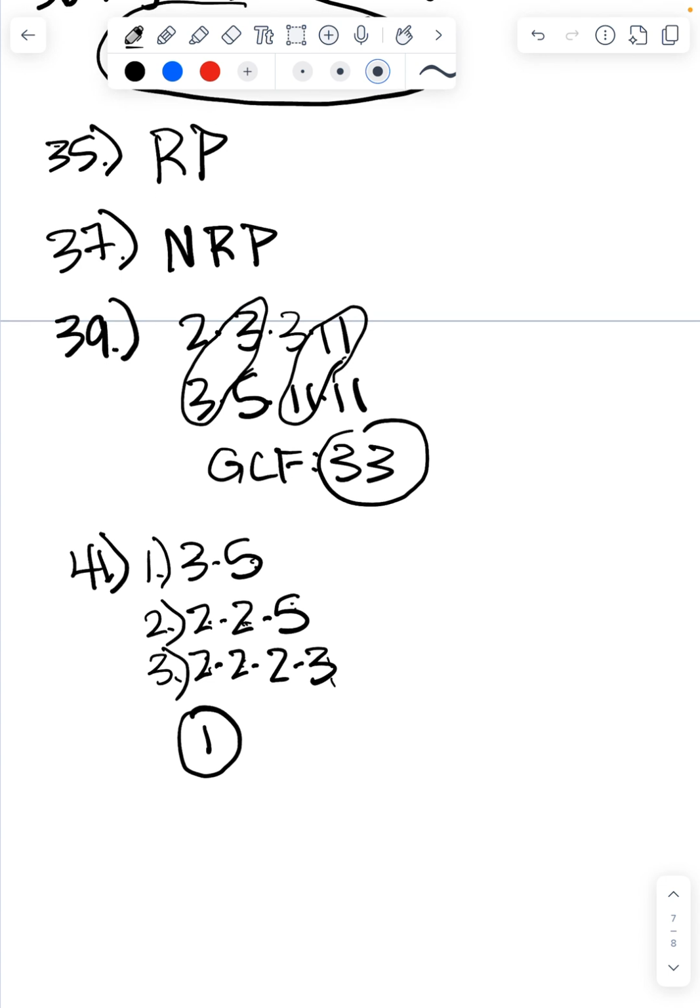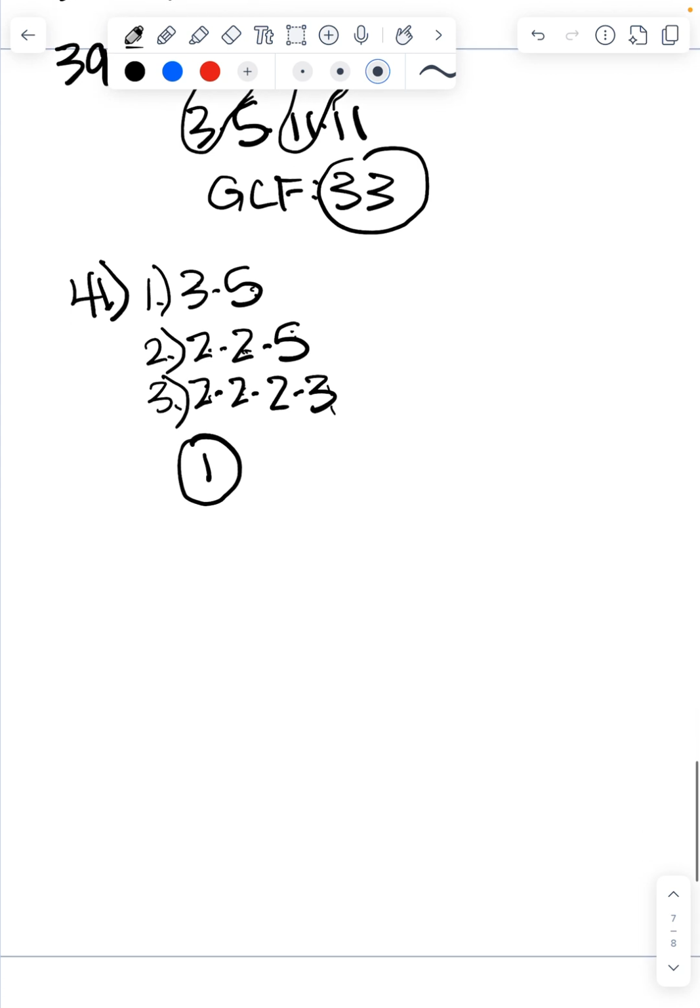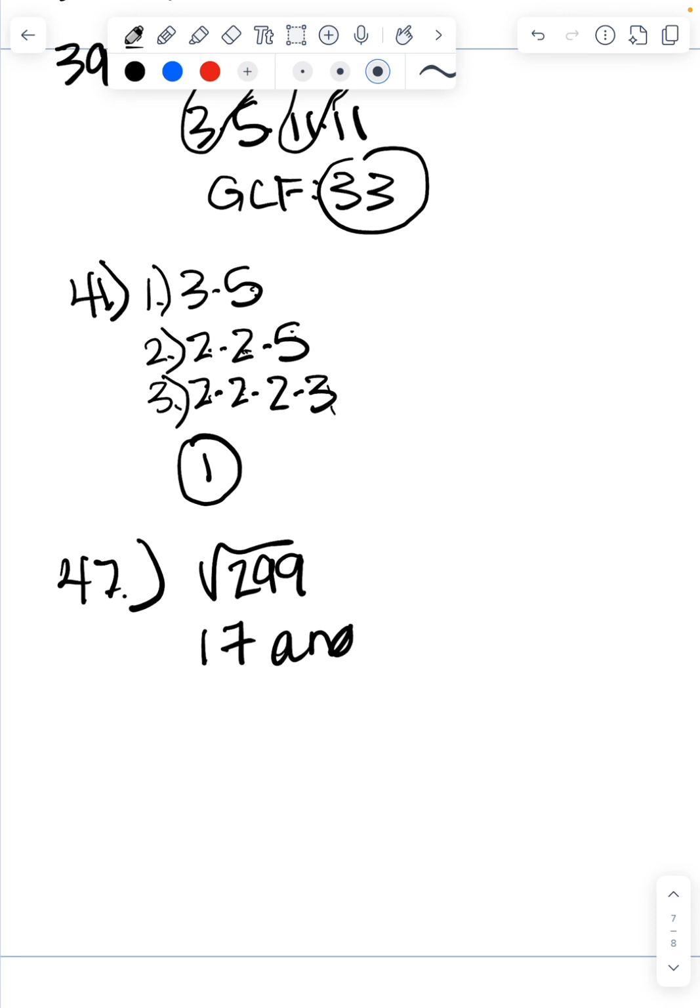Okay, so let's see. We did up to 41 odd. What do we have next? 47 to 55 odd. Find the consecutive integers that each root lies between. Number 47, the square root of 299 lies between 17 and 18.